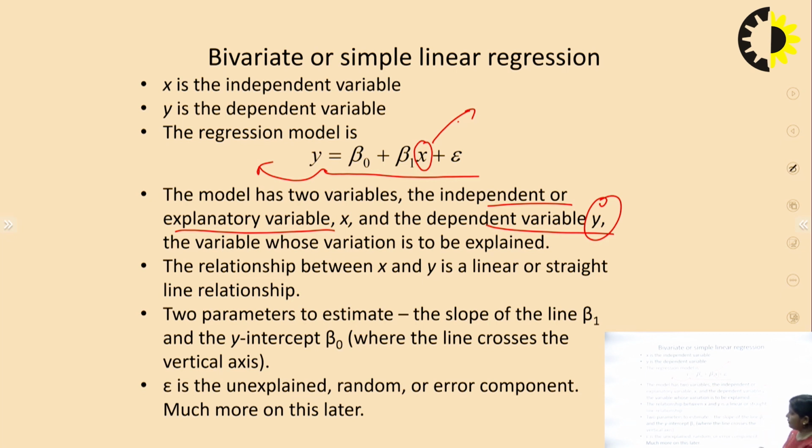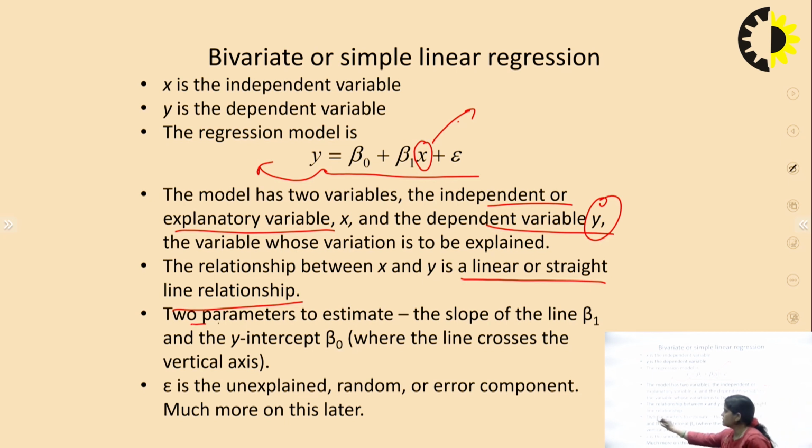If we have the relationship between these two variables x and y in terms of a linear or straight line, then we can say that a simple linear regression relationship exists between these two variables, the dependent and independent variables. Now, the two parameters here we have to estimate.